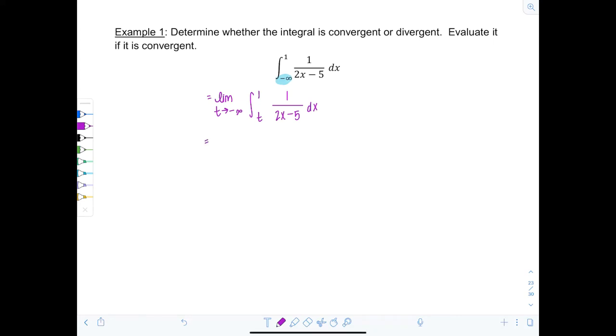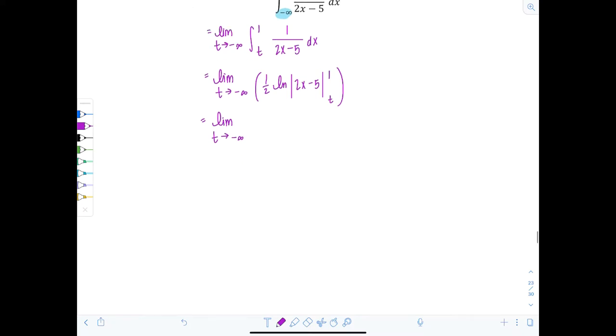The antiderivative is going to be natural log. So we've got limit as t approaches negative infinity, 1 half natural log absolute value of 2x minus 5. And remember, my limits are from t to 1 now. Substituting in the limits of integration, remember we're taking the limit as t goes to negative infinity the whole way through. I'm going to take this 1 half outside so it doesn't bother me. Then I have ln of, substituting in 1, 2 minus 5 is negative, but I take the absolute value, so now it's 3, minus natural log absolute value of 2t minus 5.